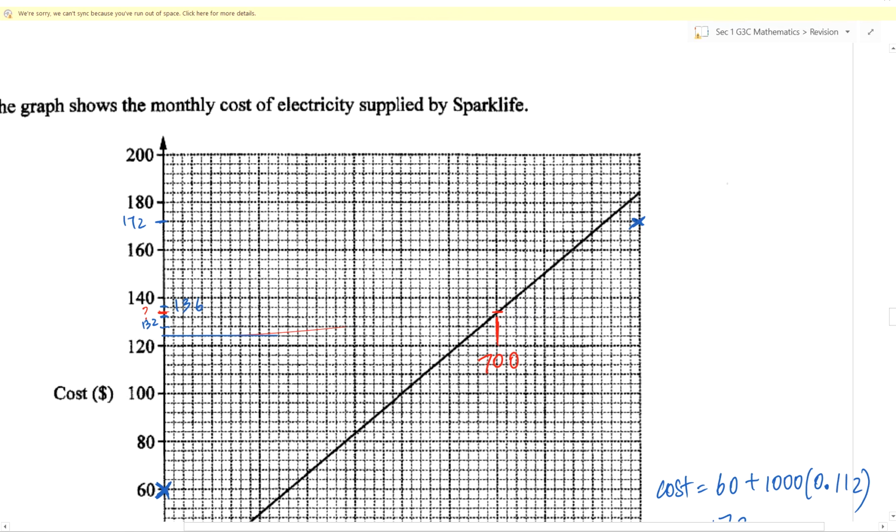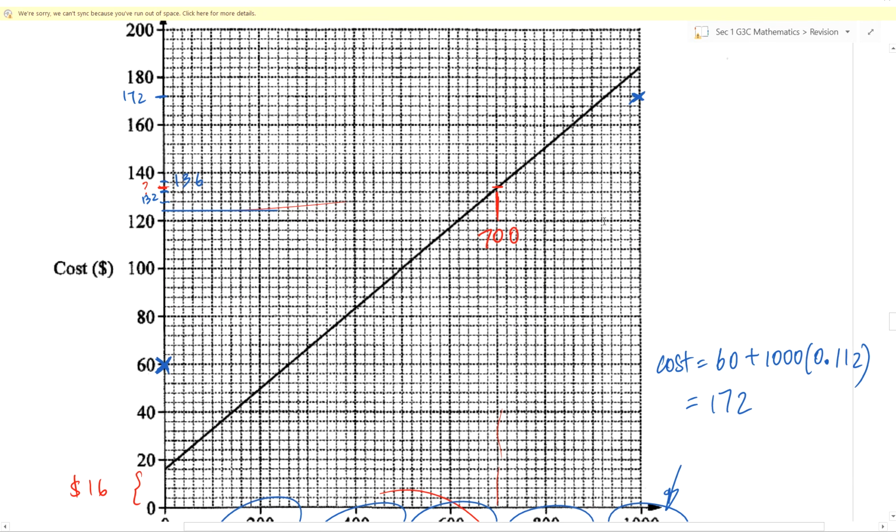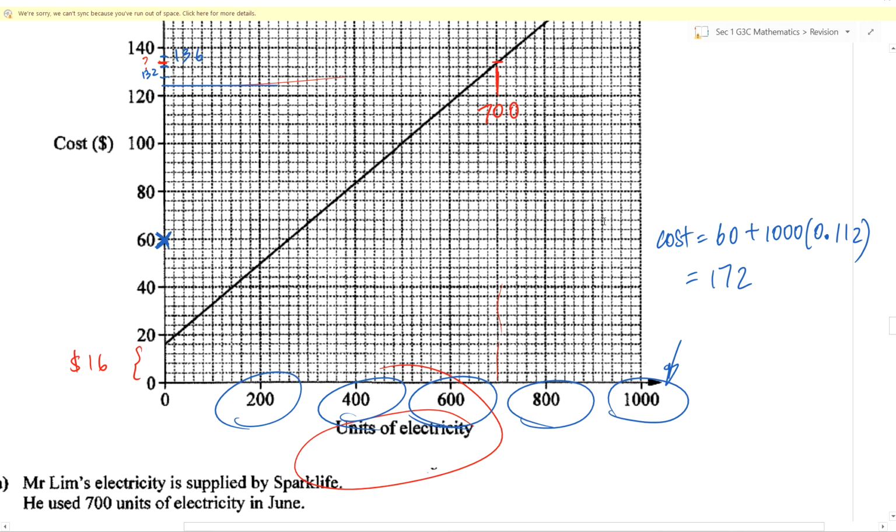Okay? Two points are good enough for me to draw a straight line. But because I want to be really sure, I'm going to choose one point in between. What point would you like? If you have used 0 and 1000, what would you like to use? 600? Okay, let's try 600. You can go with 500 also.